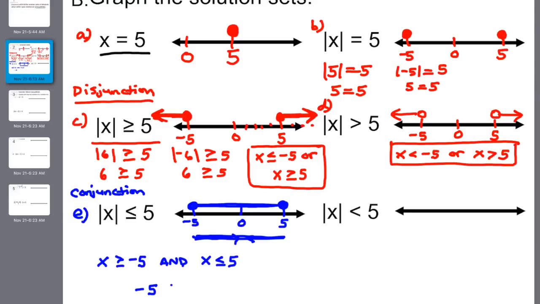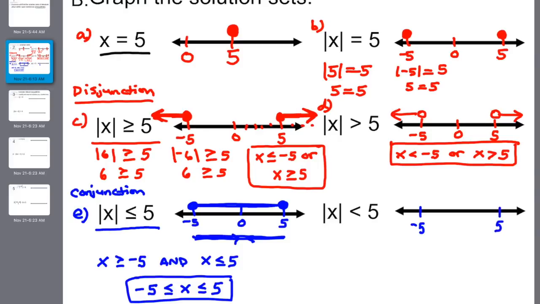We put our boundary point at negative 5 is less than or equal to x, and x is less than or equal to positive 5. So that would be our solution set for the absolute value of x is less than or equal to 5. And if less than or equal to 5 is a conjunction, then that means less than 5 would also have to be a conjunction. We're just going to exclude the values of 5 and negative 5.